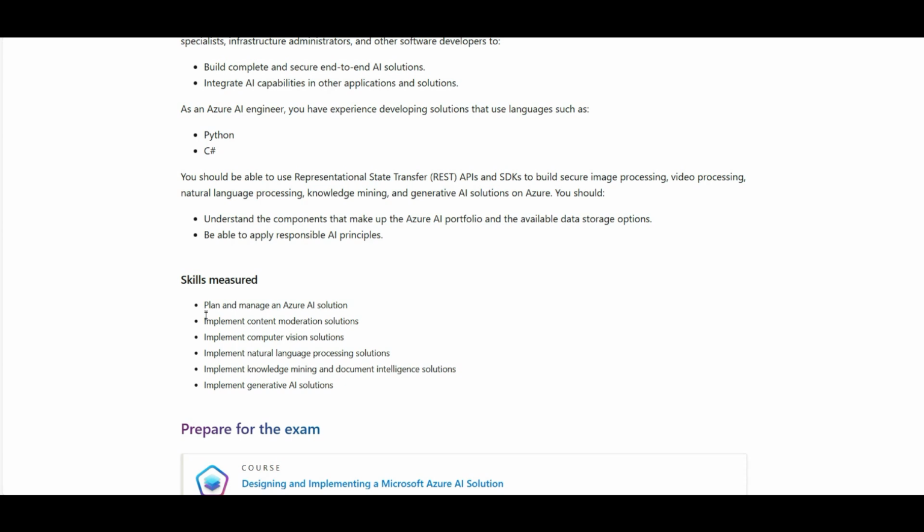The AI 102 exam covers a wide range of topics, including understanding the components of Azure AI and data storage options, using Azure Cognitive Services to moderate content, building solutions that analyze images and videos using computer vision, creating applications that understand and process human language using natural language processing, extracting insights from large data sets using knowledge mining, using AI to generate new content using generative AI.